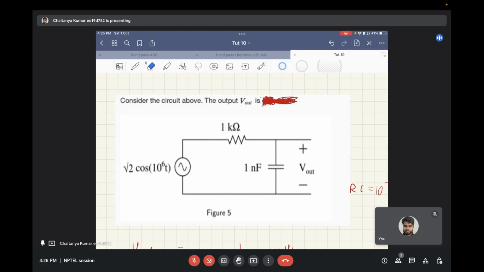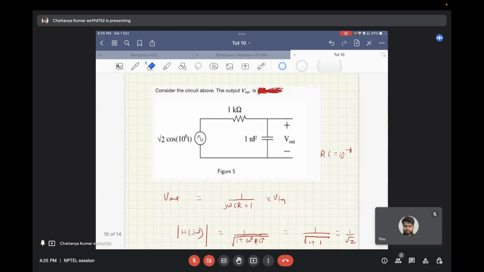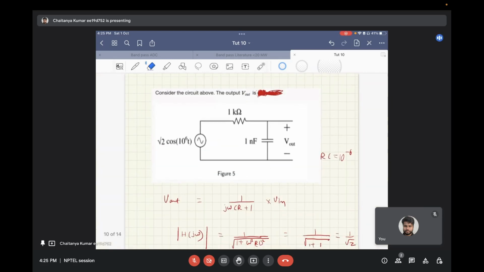If the sinusoid has been applied long back, that is at t equal to minus infinity, the transient of the circuit has died down, and whatever remains is the frequency response of the system. So in this case, the impedance of the capacitor will be 1 upon j omega C. Basically, s has been replaced by j omega. So from there you calculate.